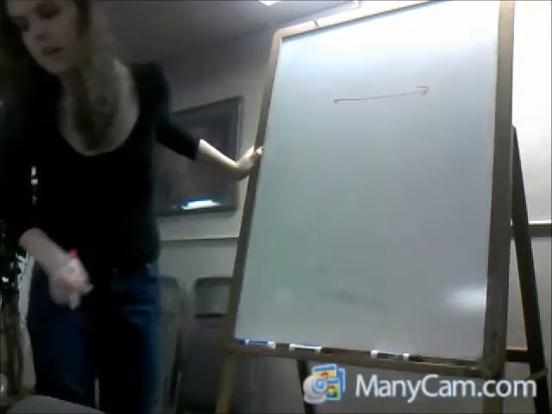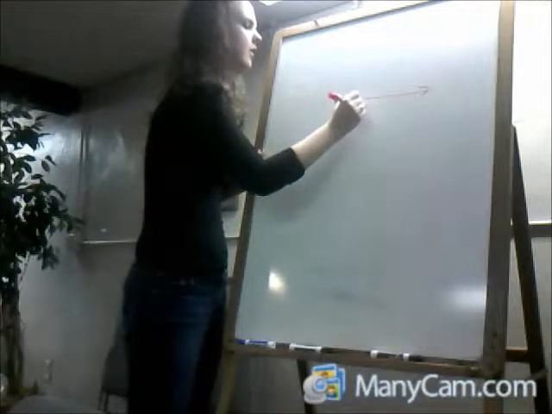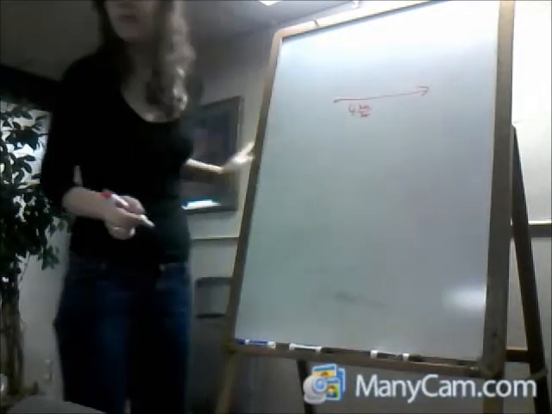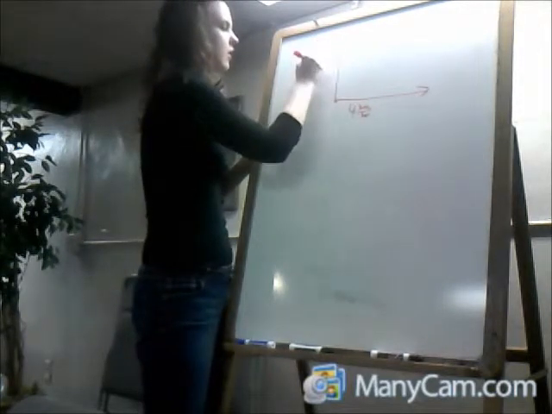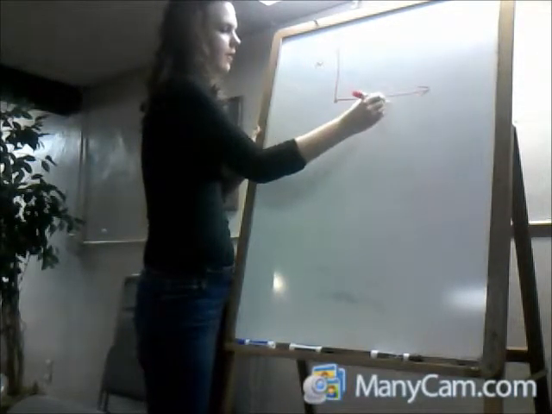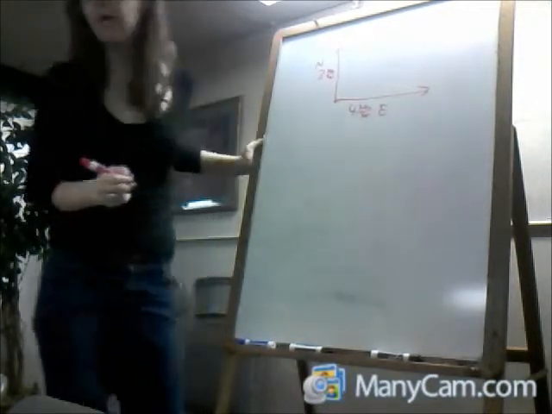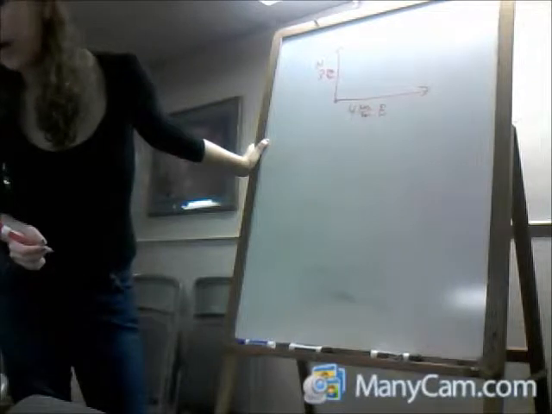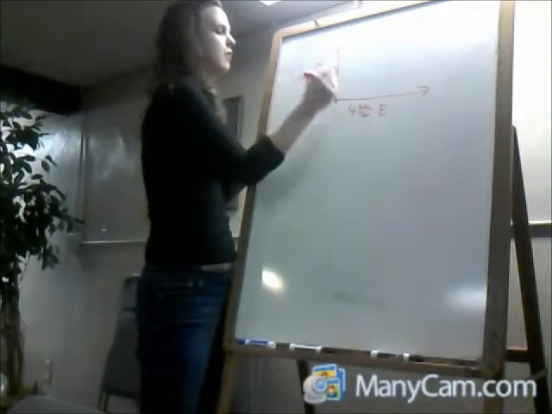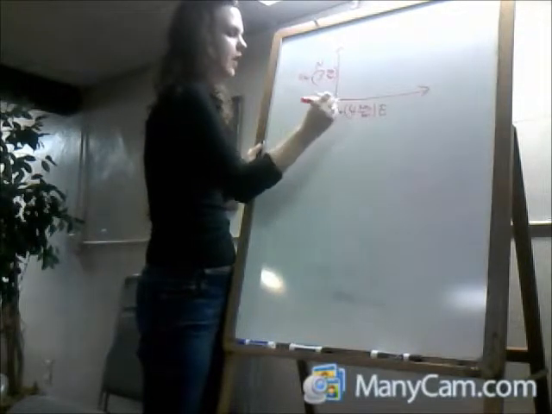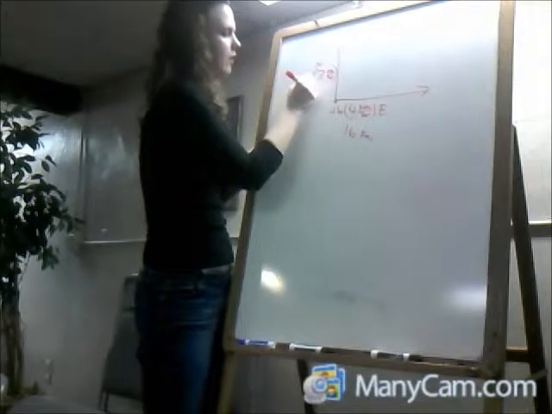Edna walks due east at 4 kilometers per hour, and Nancy walks north at 3 kilometers per hour. They walk for 4 hours. So that means we're just going to multiply this by 4. Then we're going to get 16 kilometers and 12 kilometers.